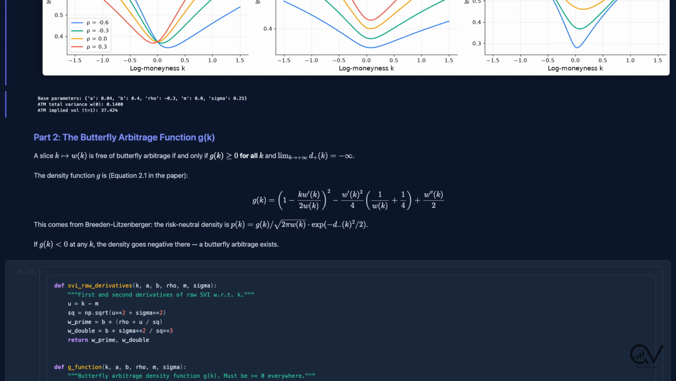The formula for g involves w, its first derivative w prime, and its second derivative w double prime. The term 1 minus k w prime over 2w is sometimes called the d plus term, and it appears because the Black-Scholes delta has this structure. For raw SVI, we can compute w prime and w double prime analytically, which is what makes this approach tractable.